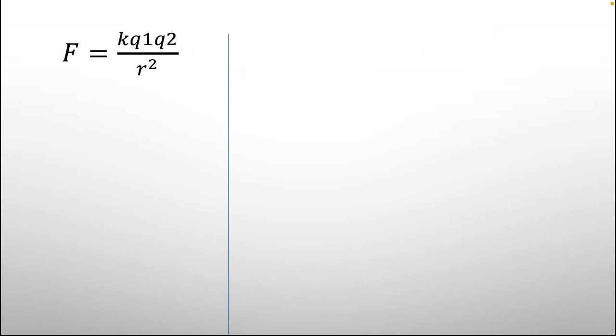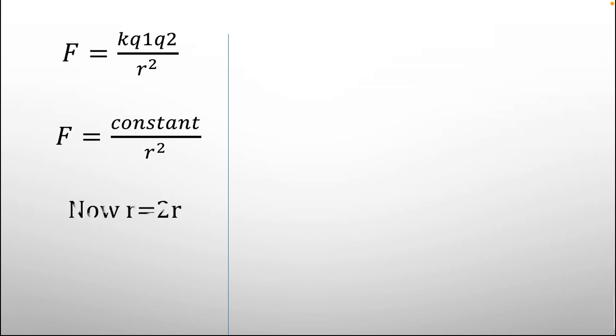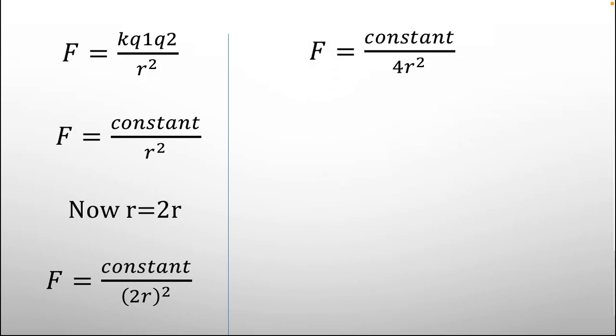F equals k q1 q2 over r square. The charge values are constant, and k is also a constant. However, we are going to relate force with the distance, that is the radius r square. Now r becomes 2r because we have to double the value. So F equals constant over (2r) whole square. F equals constant over 4r square. F equals 1 by 4 multiplied by constant over r square.